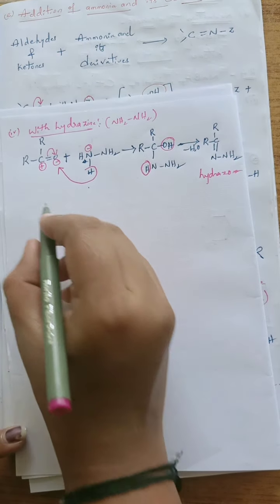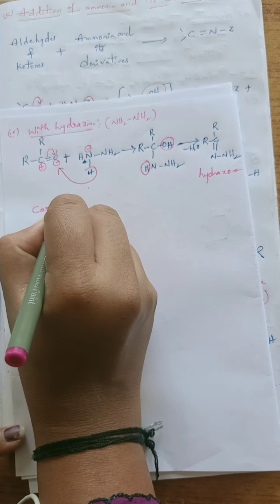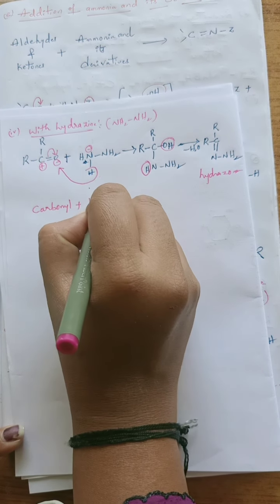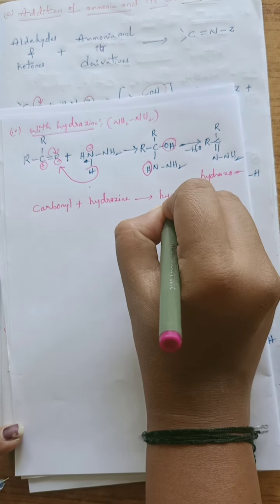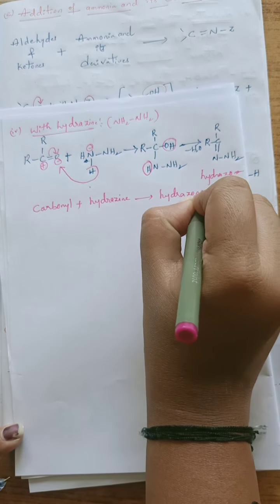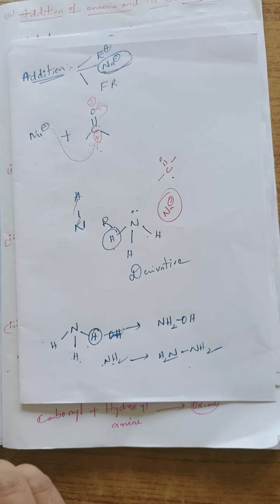Hydrazone. When a carbonyl compound reacts with hydrazine, it can be converted into hydrazone. That is the reaction with hydrazine. Now the next reaction is with phenyl hydrazine. We'll see what phenyl hydrazine is.